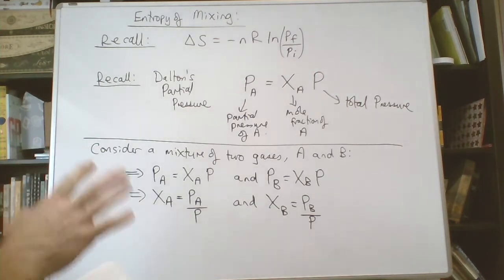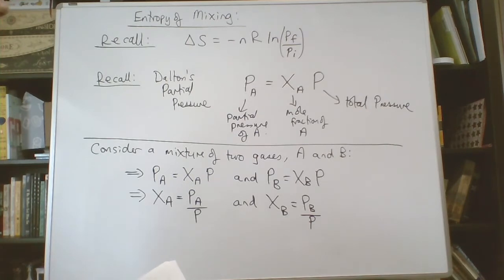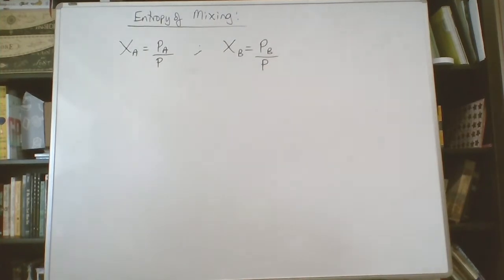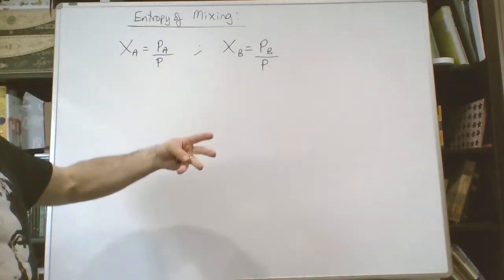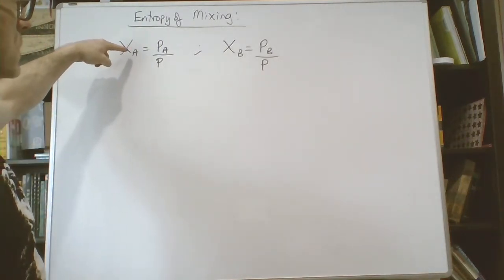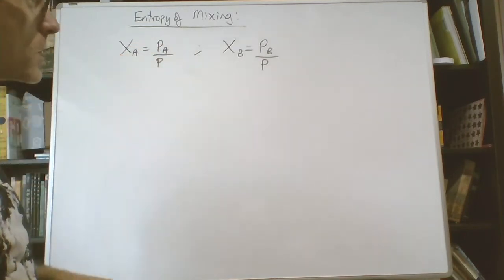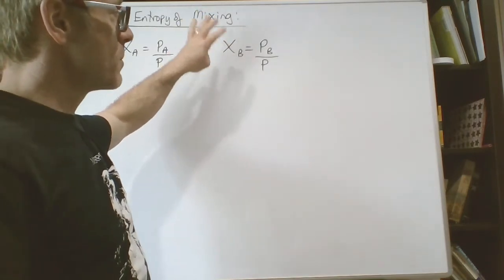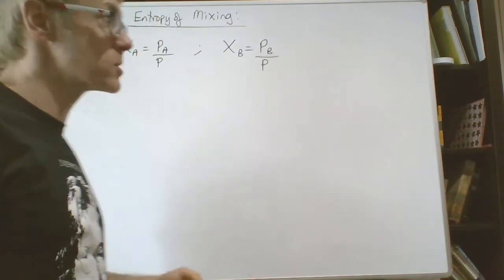Okay, I'm going to erase the board, tidy it up, and we'll continue looking at entropy of mixing. We just left off with statements that, in a mixture of gases A and B, the mole fraction of A is the partial pressure of A divided by the total pressure of the mixture. And likewise, the mole fraction of B is the partial pressure of B divided by the total pressure of the mixture.